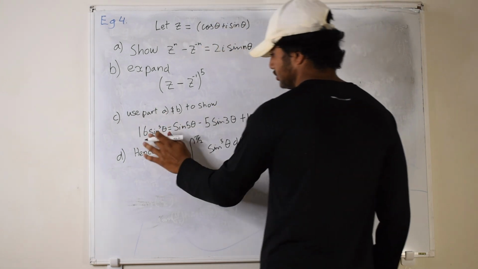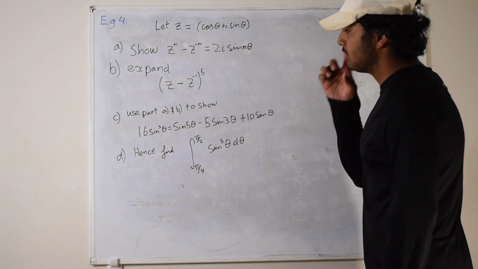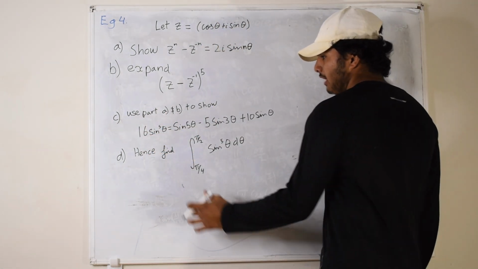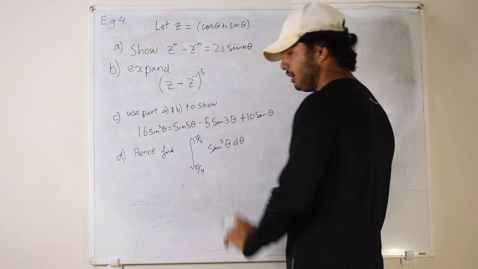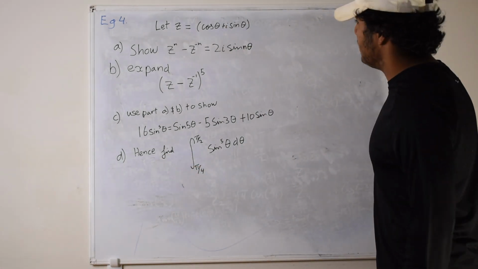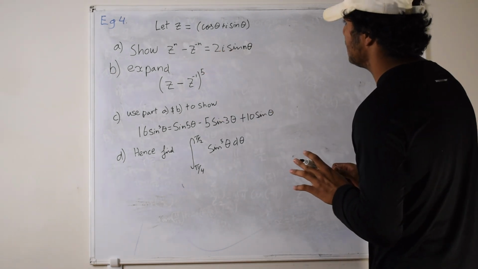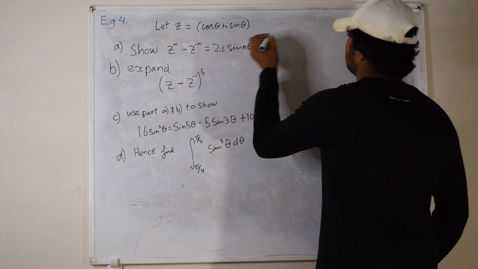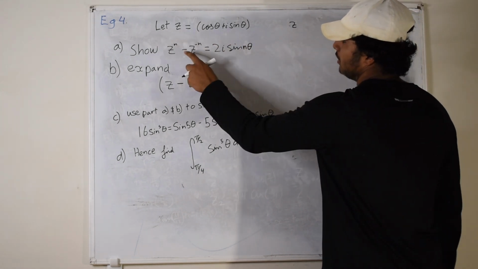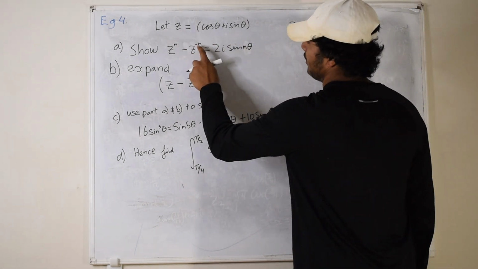C, use part A and B to show this, which is De Moivre's theorem. And then the last one is a bit challenging with the integral right there. So we'll start with A and see how we go. So A says show z to the power of n minus z to the power of negative n equals to that.